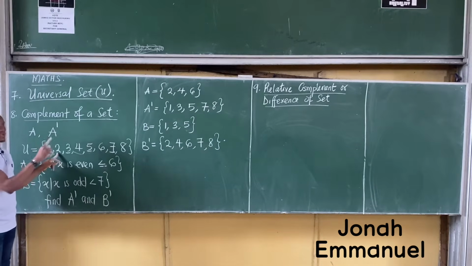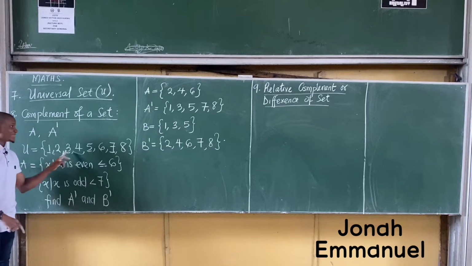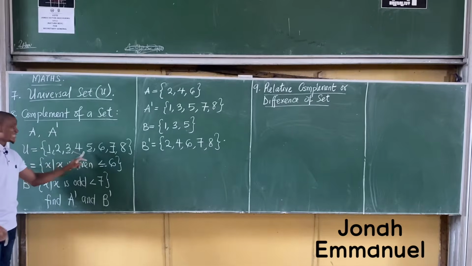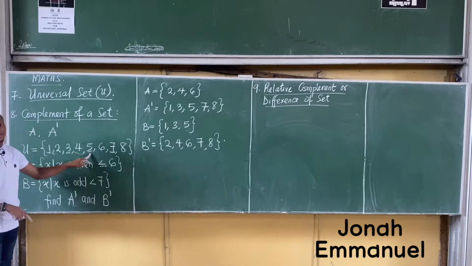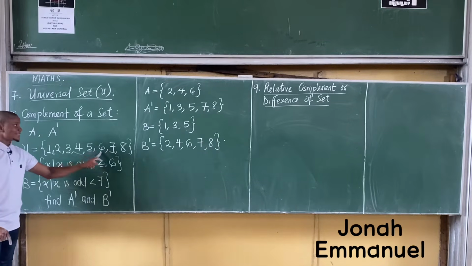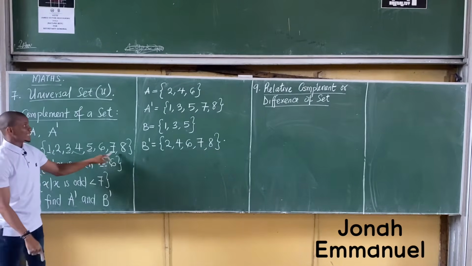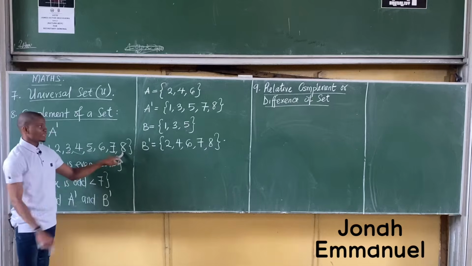There's 2 here, there's 2 there. Leave it out. There's 3 here, there's no 3 there. Put 3. There's 4 here, there's 4 there. Leave it out. There's 5 here, there's no 5 there. Leave it out. There's 6 here, there's 6 there. Leave it out. There's 7, no 7. Put it. There's 8, no 8. Put it there.